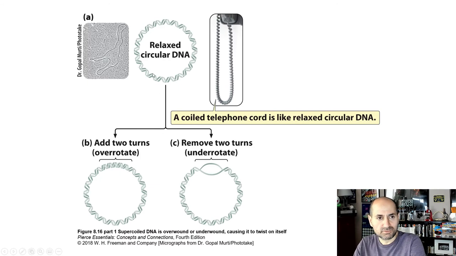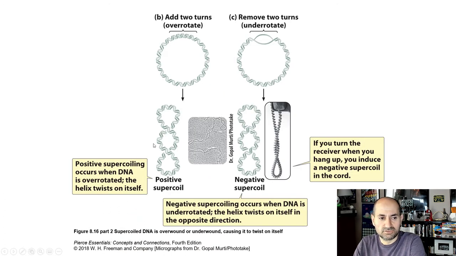But anyway, remember what I said, the relaxed DNA has about 10 bases per turn. And if you add turns, that's called supercoiling or over-rotating. If you remove turns, that's under-rotating. That's negative supercoiling. Positive supercoiling occurs when DNA is over-rotated. The helix twists on itself. Negative supercoiling happens when you remove turns from the coil.